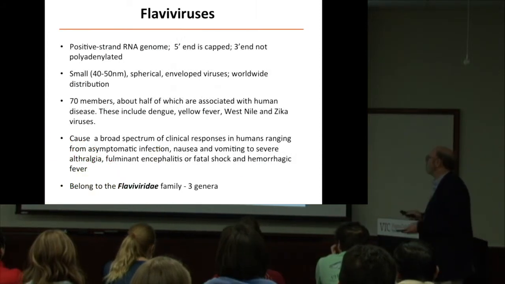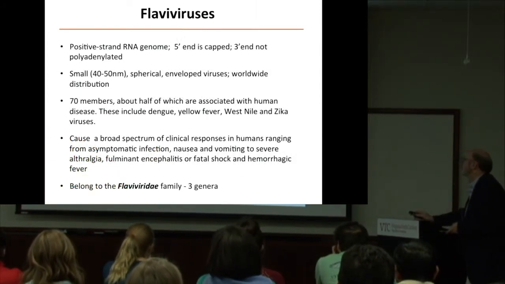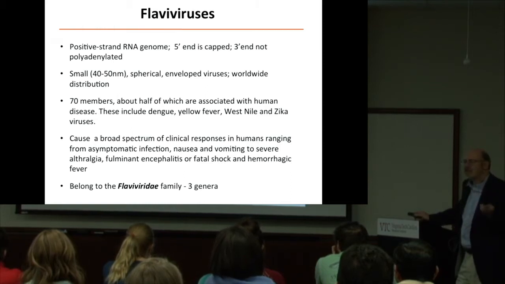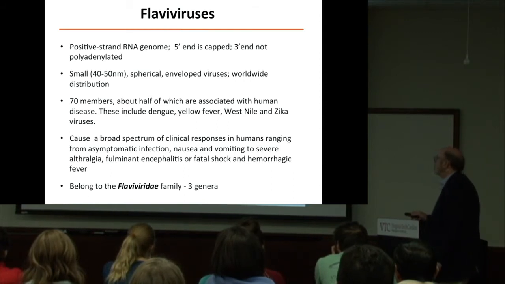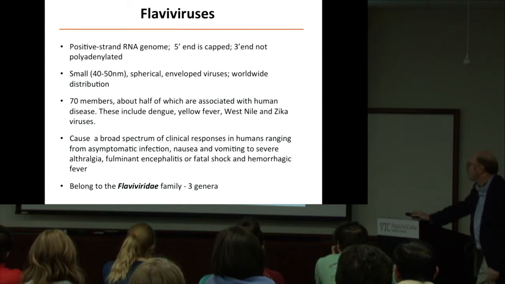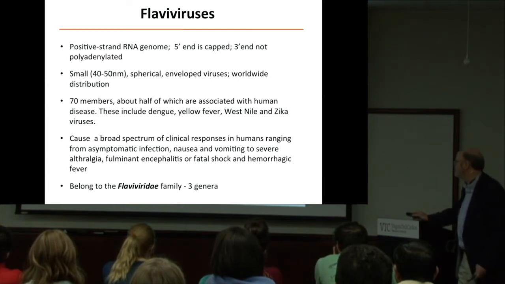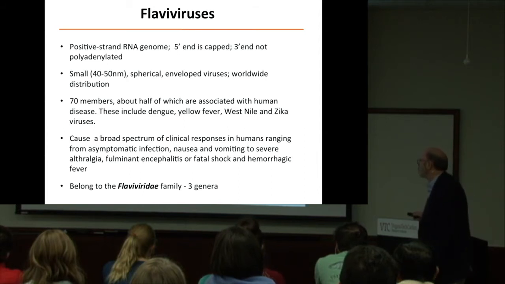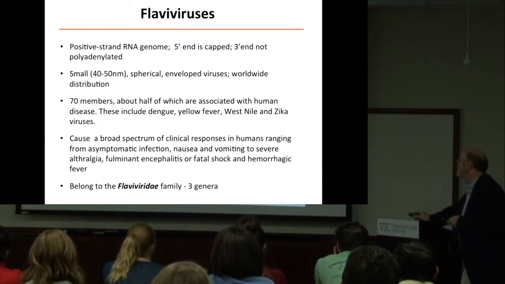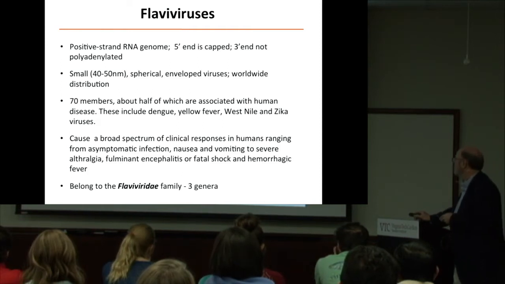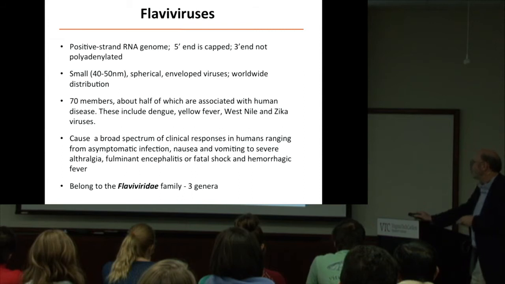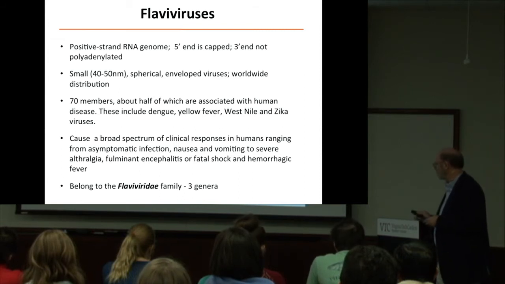So flaviviruses, these are positive-sense RNA viruses. The 5' end has a cap, the 3' end is not polyadenylated. They're very small viruses, on the order of 500 angstroms in size. They have a lipid bilayer, which makes some of the structural aspects quite interesting. In the genus called flaviviruses, there are lots of members. These include viruses like dengue, which I'll spend most of the time talking about, but also yellow fever, West Nile, Zika, and they cause a wide variety of clinical symptoms in humans and in animals.